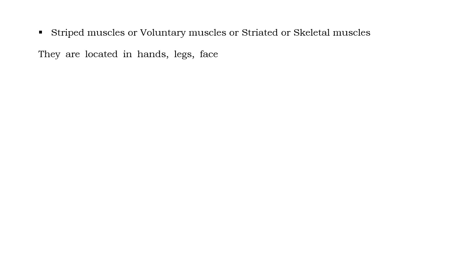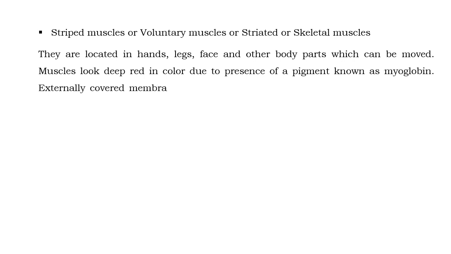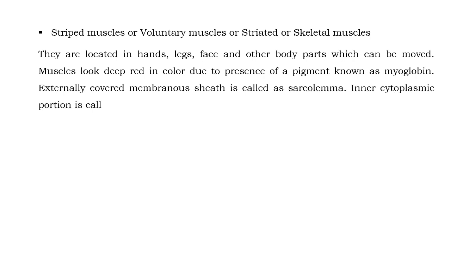Striped muscles, also known as voluntary muscles or striated or skeleton muscles. They are located in hands, legs, face and other body parts which can be moved. Muscles look red in color due to the presence of a pigment known as myoglobin. The external covering membranous sheath is called sarcolemma. The inner cytoplasmic portion is called sarcoplasm.